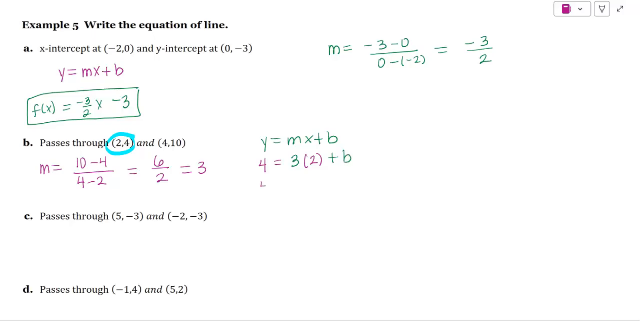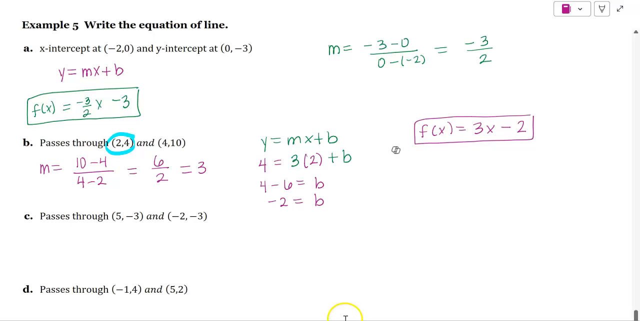So I have that 4 minus 6 is equal to b. So we think that -2 is equal to b. So then our overall equation will be f of x equals, what was m? 3x minus 2. All right, let's go to Desmos and check that that is going through the points as well.